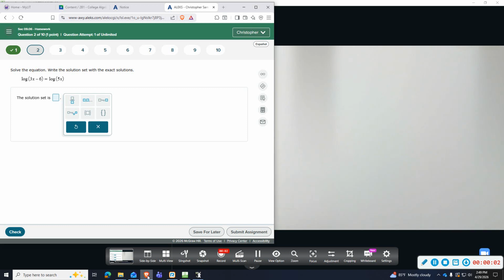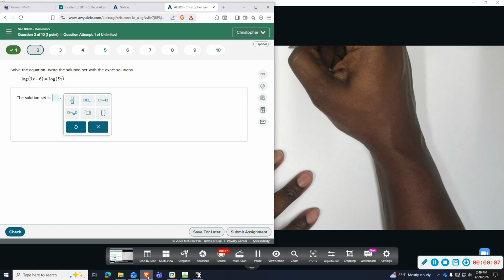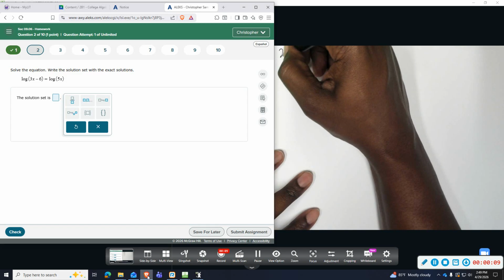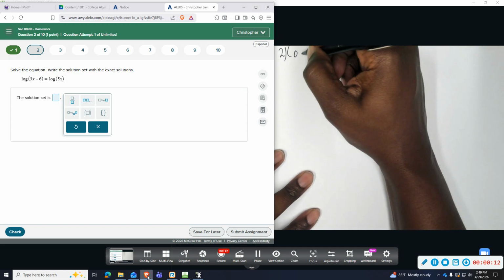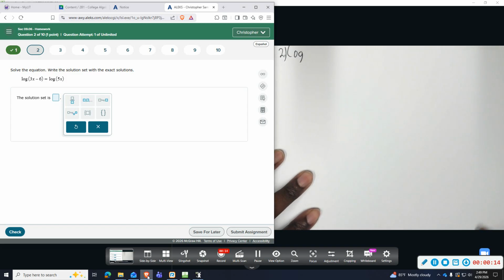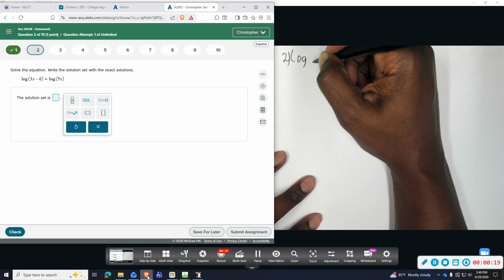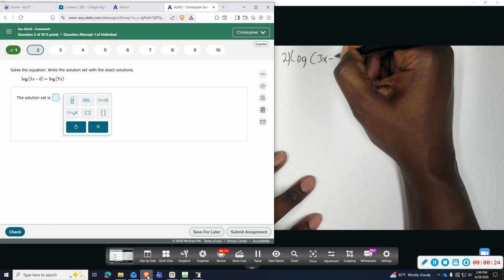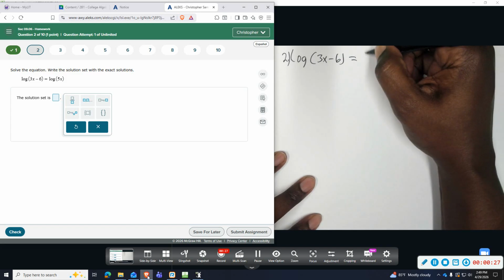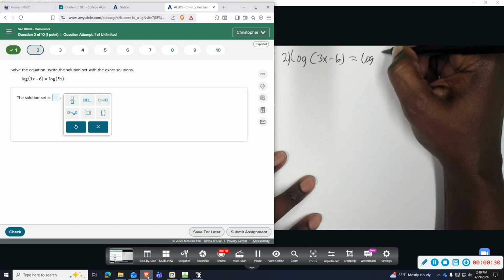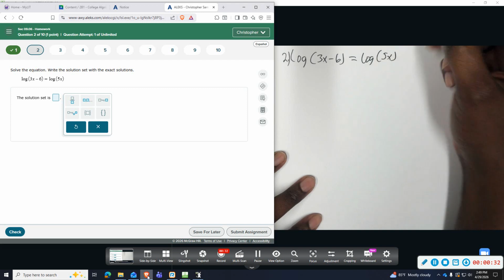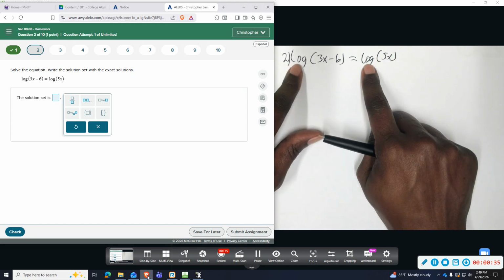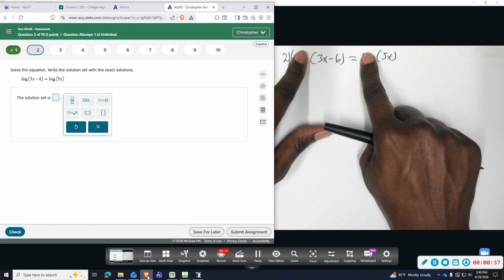All right, number 2, we want to solve the equation and write the solution set with exact solutions. We have log of 3x minus 6 equals log of 5x. Okay, so since both the logs are the same with the same base, we can ignore that part.